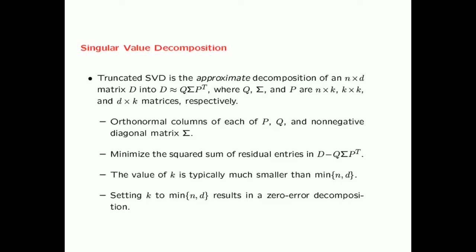So the columns of each of P and Q are orthonormal. By that I mean that the columns are perpendicular to one another and each of these columns have unit norm. Furthermore, the matrix sigma contains non-negative entries and it is a diagonal matrix. The optimization problem for singular value decomposition is to minimize the sum of squared residual entries in D minus Q sigma P transpose. By doing this, you ensure that D will be approximately equal to Q sigma P transpose.